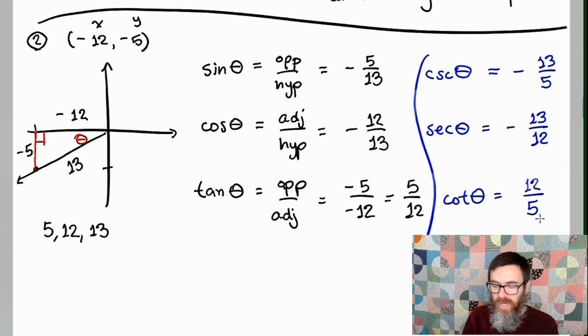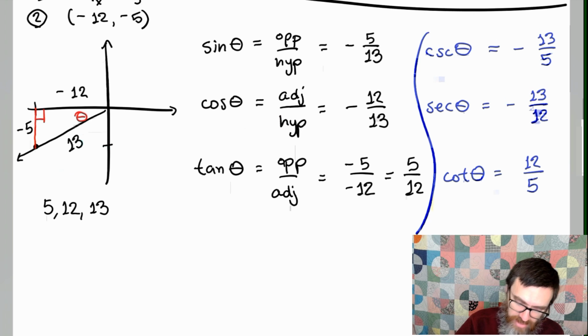Okay? Again, if you want to completely rebuild this based on the forms that we had in the last video, you can do that. But I want you to understand the connection between sine and cosecant, how they are reciprocals. Cosine and secant are reciprocals. Tangent and cotangent are reciprocals. It will just save us a ton of time going forward.